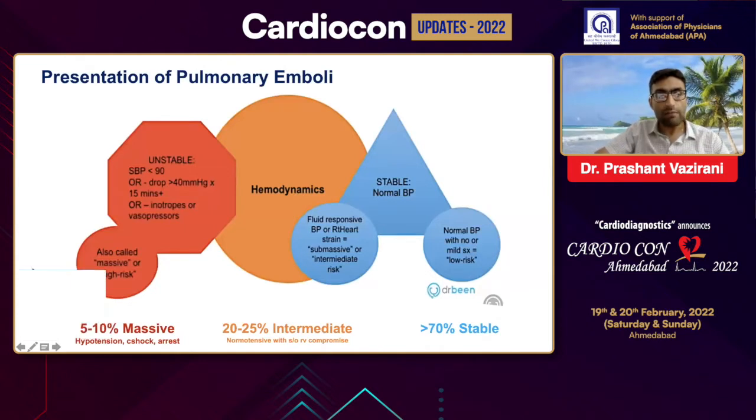Usually 5 to 10% are massive, presenting as hypotension, cardiogenic shock, or arrest, in which the systolic blood pressure is less than 90, or there is a more than 40 millimeter drop in pressure over 15 minutes, or any patient who is maintaining pressures with high dose inotropes or vasopressors. The second most common is the 20 to 25% intermediate presentation, in which the patients are normotensive with signs of RV compromise, also called submassive. And the third presentation, more than 70% of patients, are stable, with normal blood pressure and no or mild risk, also known as low risk patients.